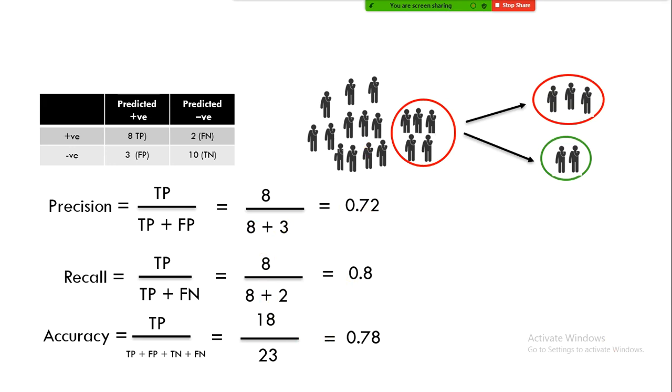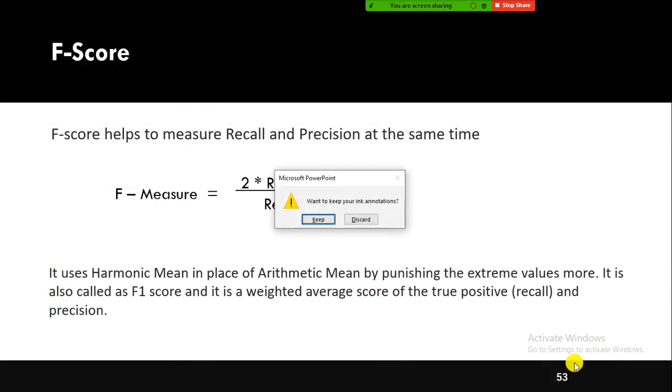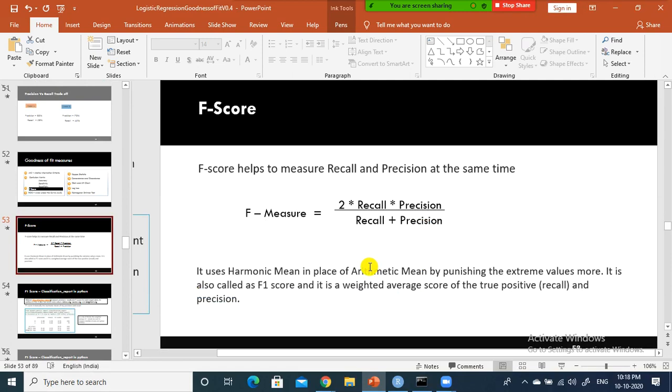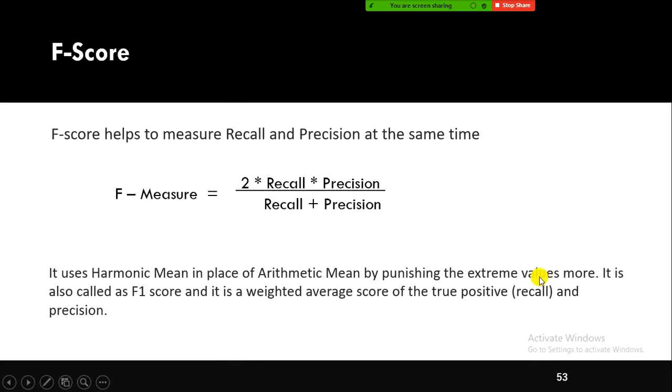So in that case, to take a call whether to use model A or model B, you have something else called F score. F score is nothing but the F1 score. It is taking the harmonic mean of both the precision and recall. Okay, it uses harmonic mean in place of arithmetic mean by punishing the extreme values more. This is the formula for F score or F1 score. It is also called F1 score or F score. Some people say F measure, okay. So 2 into recall into precision, you know very well what is recall, what is precision, divided by recall plus precision. You are taking the harmonic mean. Instead of taking the arithmetic mean, you are taking the harmonic mean to punish the extreme values more.